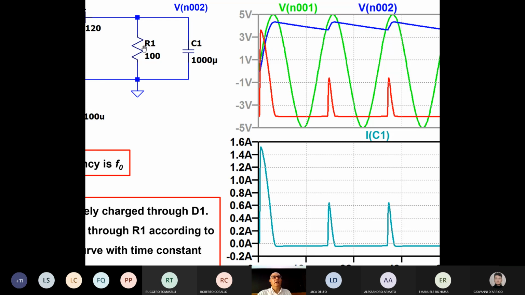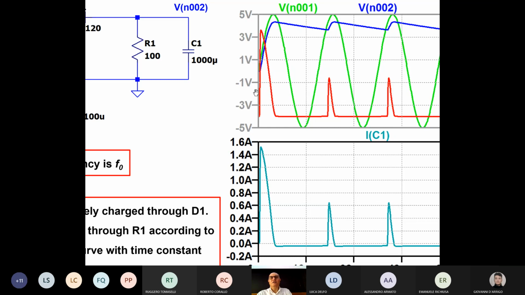which tries to follow the voltage at the input. You see that the blue line, which is also the voltage on the capacitor, is following almost perfectly the green line. So the capacitor at the beginning was discharged. 0 volts is the blue line. And the green line goes up, and the capacitor tries to follow this line.